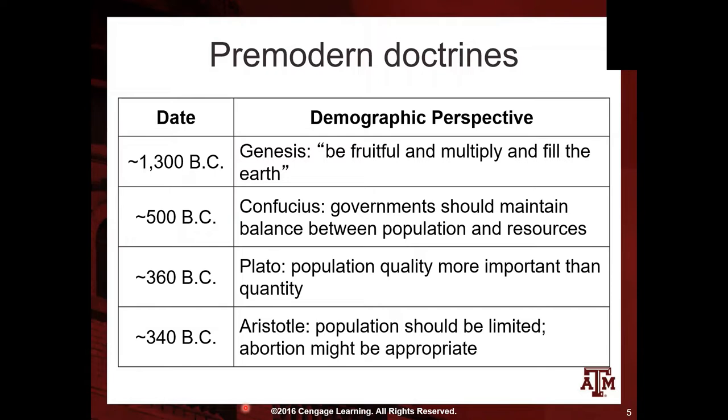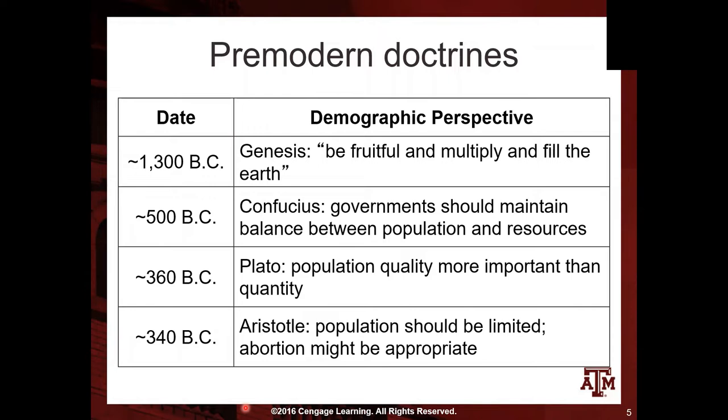But what's interesting is to understand that human beings started to think about the issues of population a long time ago. Confucius: government should maintain balance between population and resources. So there is a little more caution. Yes, we should have a bigger population, but we also have limited resources to provide food and places to live for these people. Plato: population quality is more important than quantity. In his case, he is supporting the idea that we should be fewer people, because then we will have more resources to invest in that smaller population. Aristotle: population should be limited. Abortion might be appropriate.